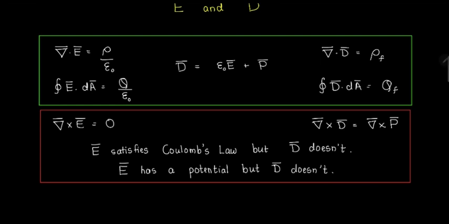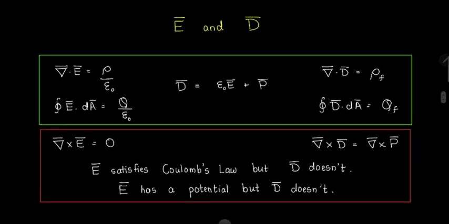So I know E bar is negative of gradient of V, where V is a scalar field. I cannot represent D bar as some gradient of scalar field. Not possible. Not valid. So these are the differences and similarities between E and D bar. There is more. There is something called the boundary conditions.